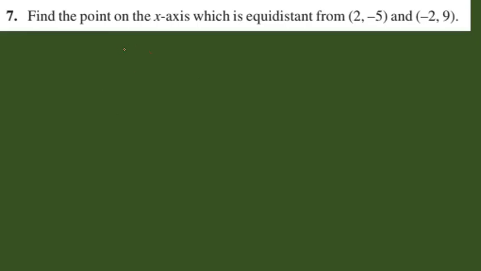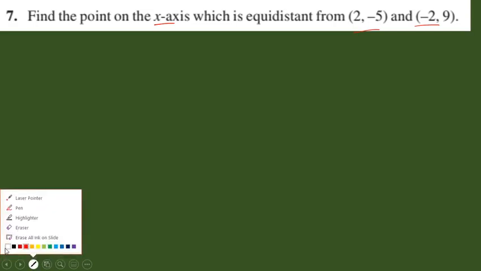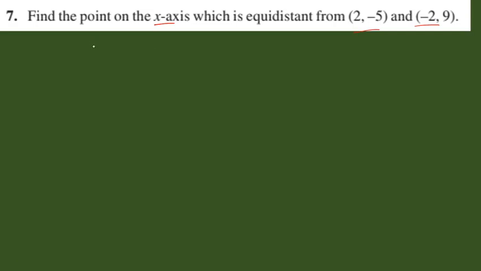The question here is to find the point on the x-axis equidistant from the other 2 points. The diagram is very important. First of all, we'll take a point on the x-axis, something like x comma 0, which is equidistant to the 2 other points, 2 comma minus 5, and the other one, minus 2 comma 9.